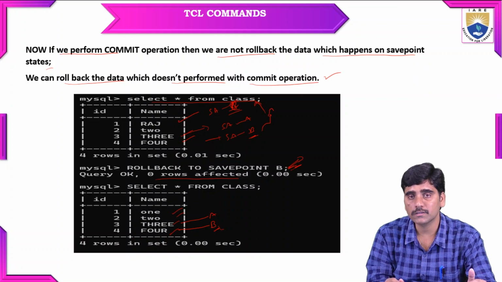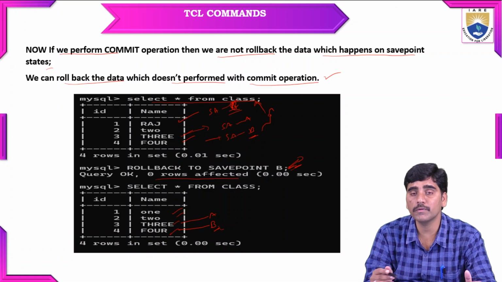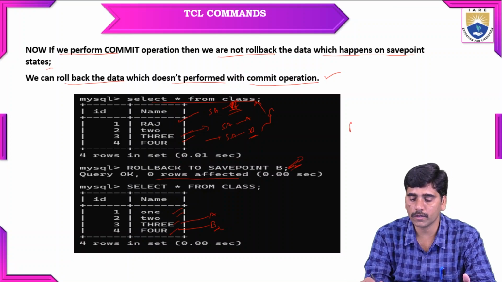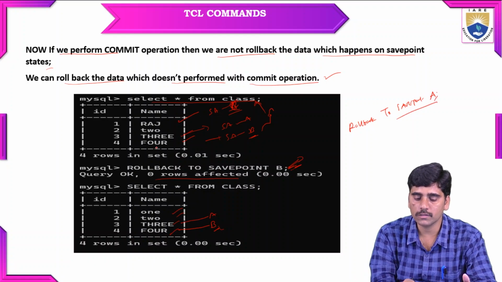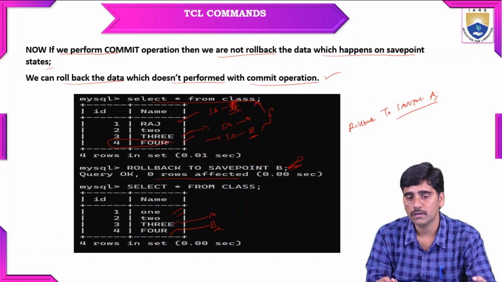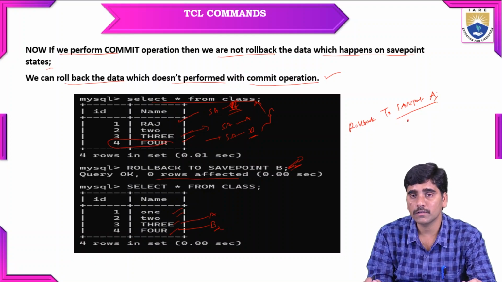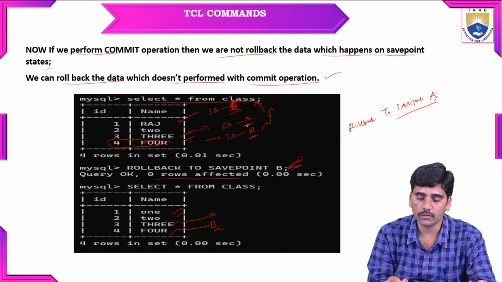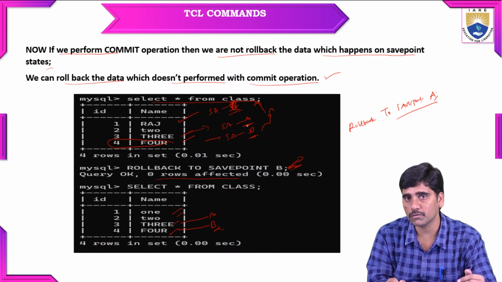Whatever transactions you performed will be rolled back. Suppose we perform a rollback to save point A, then it does not even insert the fourth value, because we can roll back the data only up to save point A. Whatever we applied here, we can recover only the data up to save point A.